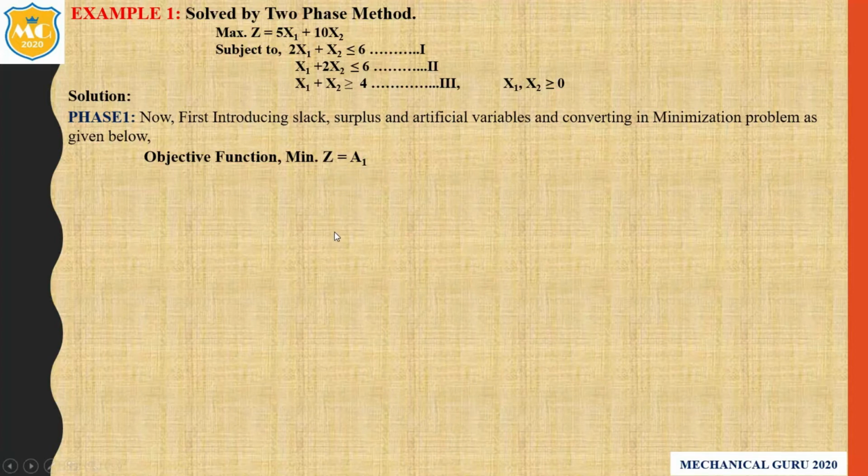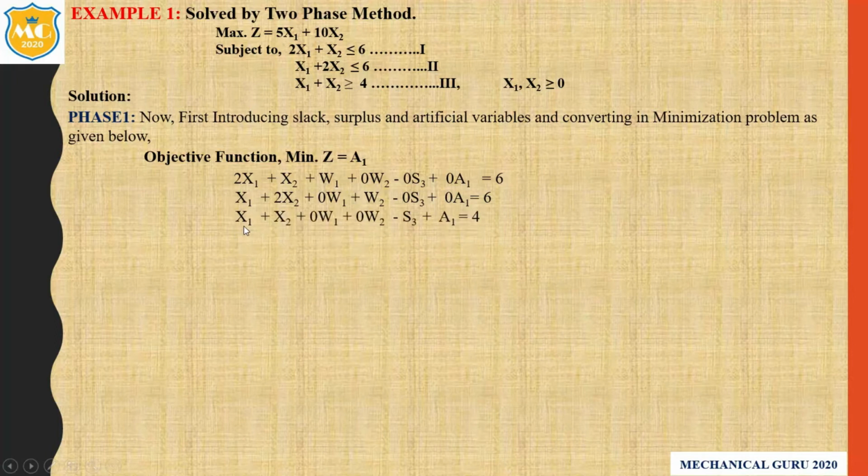Now we convert the equations. First, 2x1 plus x2 plus w1 plus 0w2 minus 0s3 plus 0a1 equals 6. Similarly, second, x1 plus 2x2 plus 0w1 plus w2 minus 0s3 plus 0a1 equals 6. And the last constraint, x1 plus x2 plus 0w1 plus 0w2 minus s3 plus a1 equals 4. Here all the variables, that is decision variables, slack variables, surplus variable and artificial variable, are greater than or equal to 0.